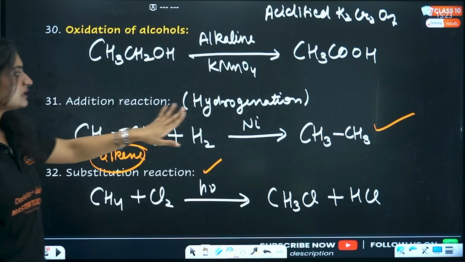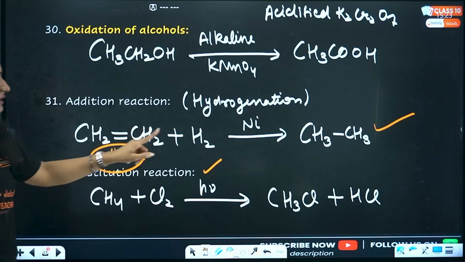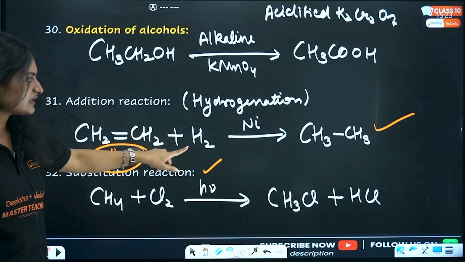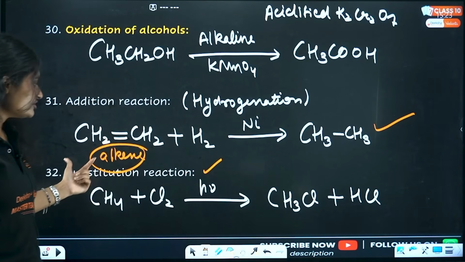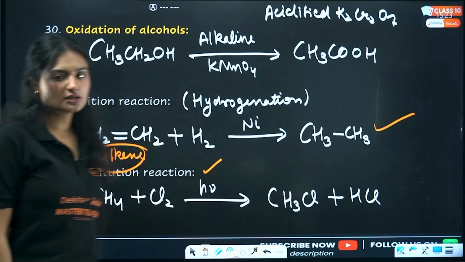Addition reaction is shown by unsaturated compounds. They have a double or triple bond. This is hydrogenation, addition of hydrogen in the presence of nickel catalyst. Vegetable oil or unsaturated compound gets converted into fat or saturated compound.